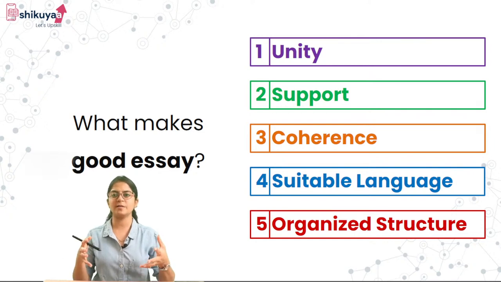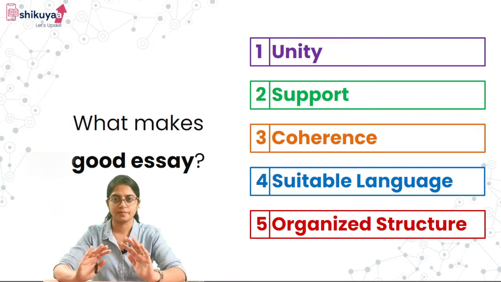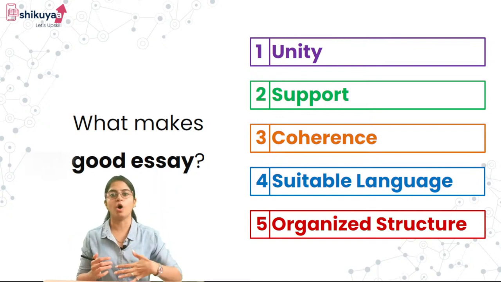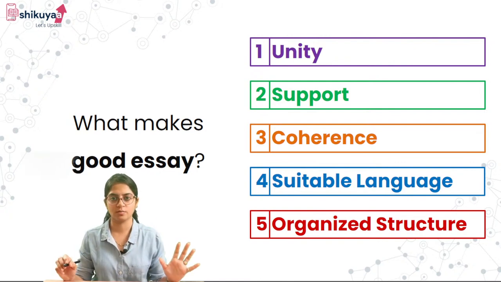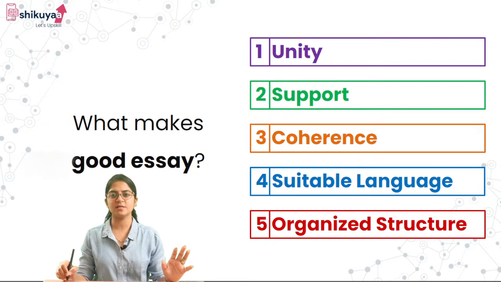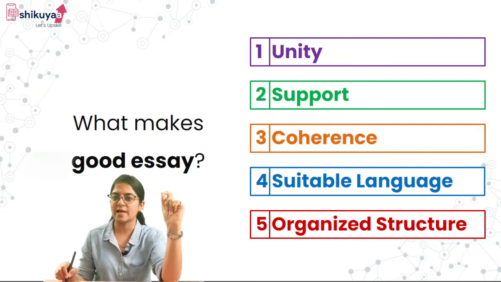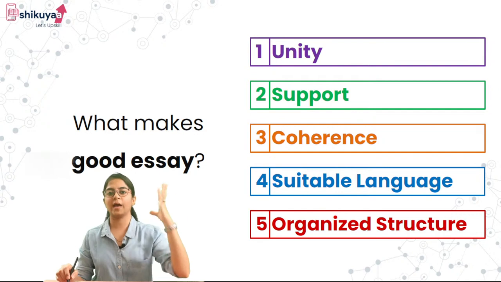So there should not be something suddenly in the middle of your essay where you are talking about some different topic, alright. So there should be proper unity throughout all your 300 words. Support. Examples play the best role. Supportive ideas which support your given topic. Alright? So examples, relevant examples, current examples related to the topic will gain you good marks.